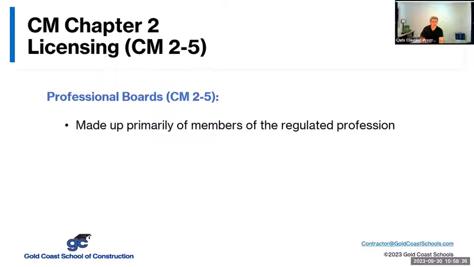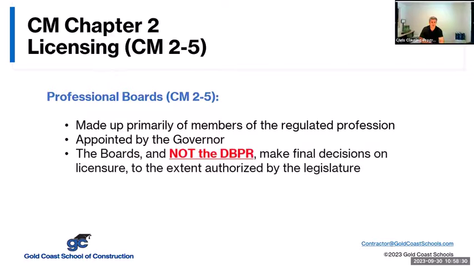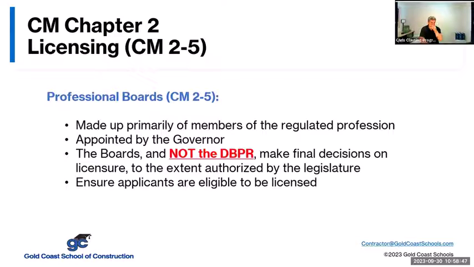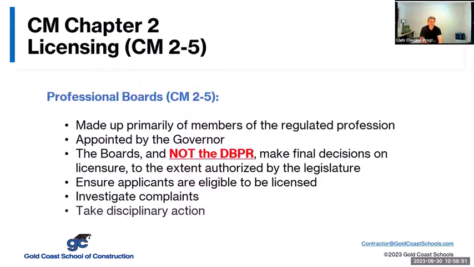So made up primarily of members of the regulated profession appointed by the governor. The boards and not the DBPR make final decisions on licensure, which is important. So even though the DBPR logo is on your license, the people that actually approve or deny licenses is the specific board itself. In our case, CILB. Ensure applicants are eligible to be licensed, investigate complaints, take disciplinary action.